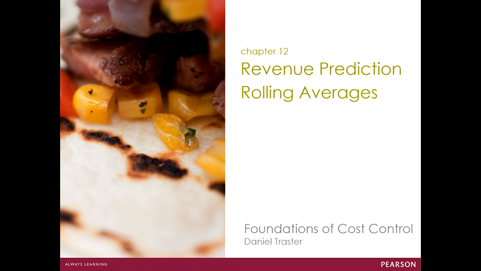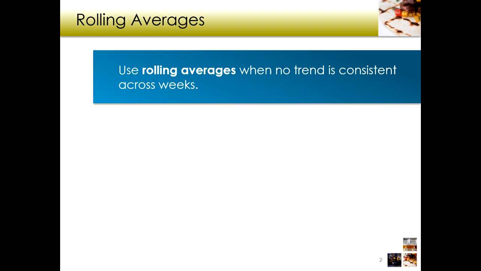Okay, so we're going to talk about rolling averages. What's an average? An average is where you take a group of numbers and find a common value that's sort of middle of the road between them all, right? We're going to use averages when we don't have a consistent trend across the weeks, right?